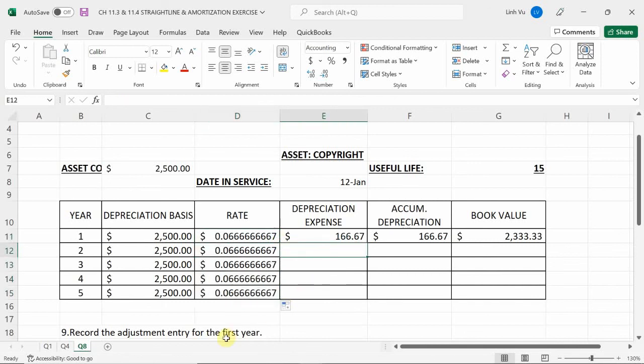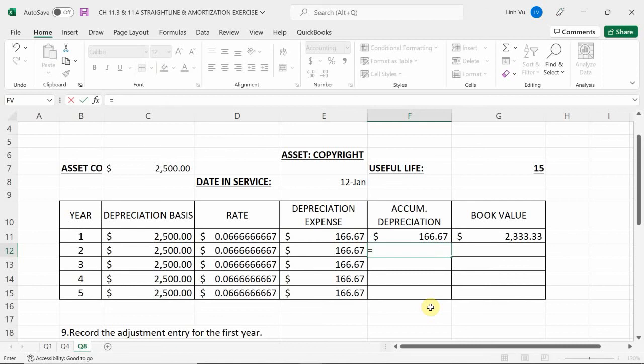So then what would be my amortization expense? 166, same thing. It will all be the same. So the only thing that I'm really solving here is my accumulated depreciation, or accumulated amortization. So in this case, what is my accumulated amortization for the second year? It would just be 166 plus the book value. Not last year's value?